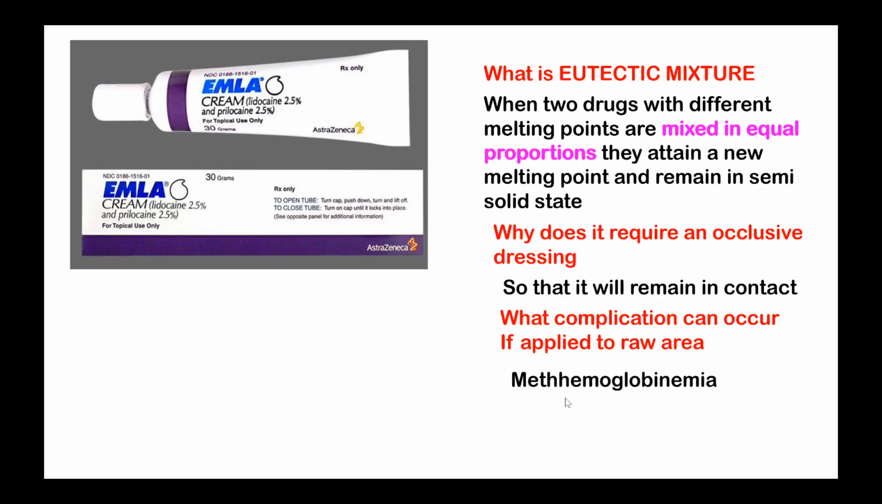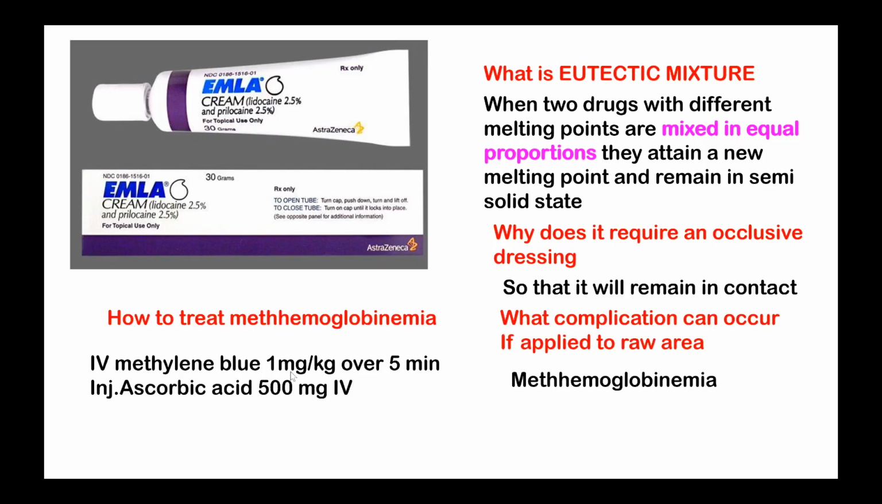Methemoglobinemia. How to treat methemoglobinemia? Methylene blue, 1 to 2 mg/kg, sir. IV methylene blue, give over 5 minutes, or injection ascorbic acid IV.